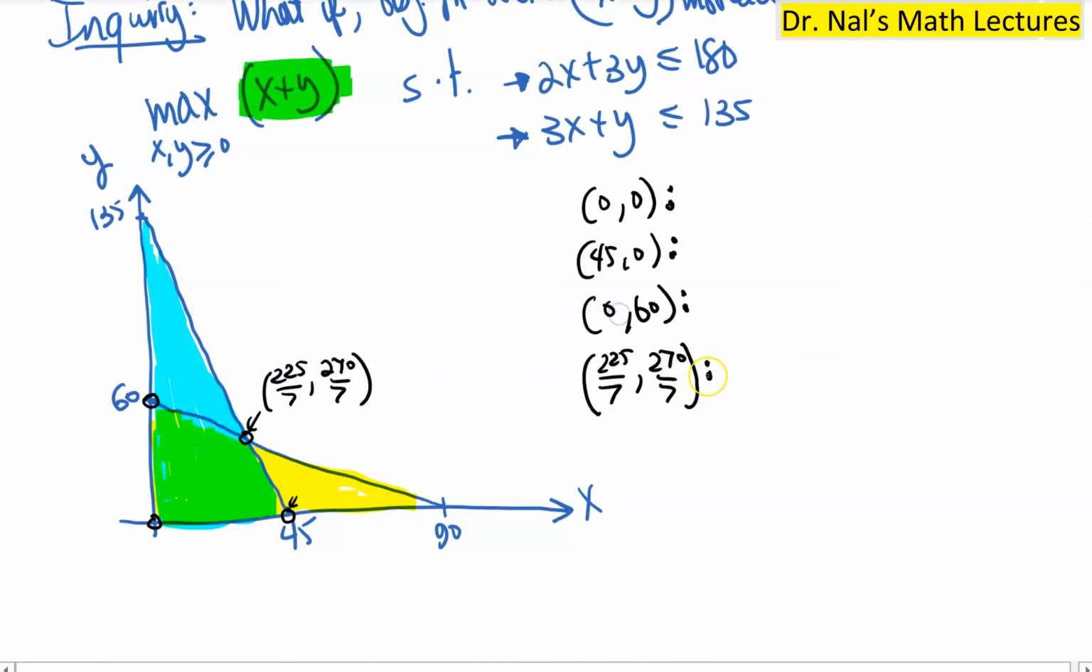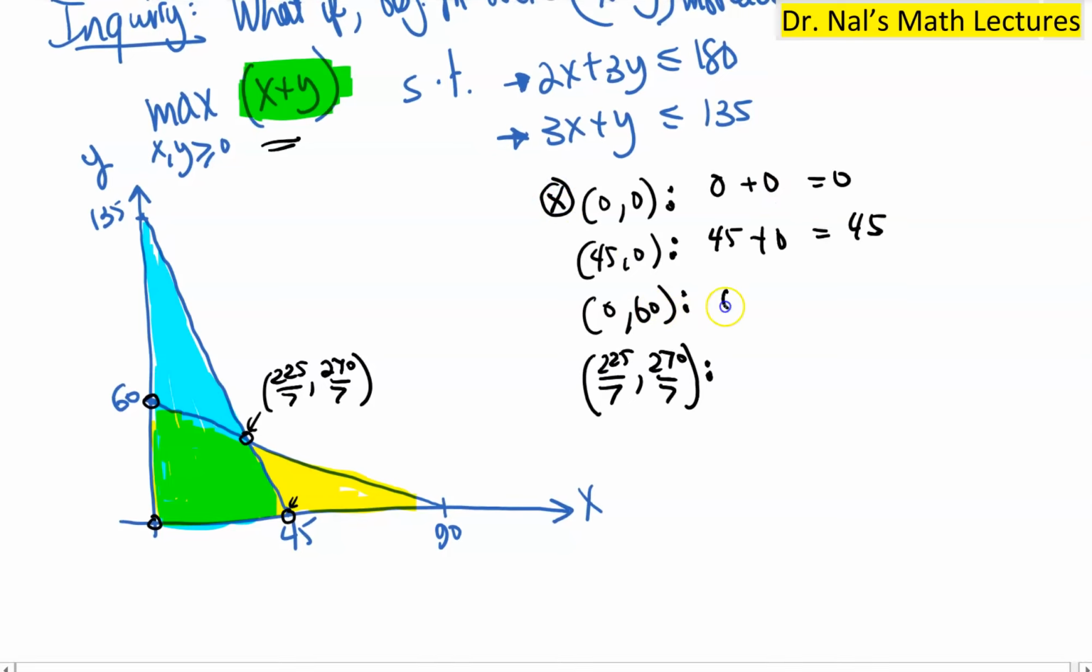So what we can do is directly plug the values into this function. First, when we plug in 0 and 0, that comes out as 0. I doubt this will be the maximum value, right? Next, let's plug in 45 and 0. 45 plus 0 is 45. So that's at least better than that one, so the first one can definitely not be the answer.